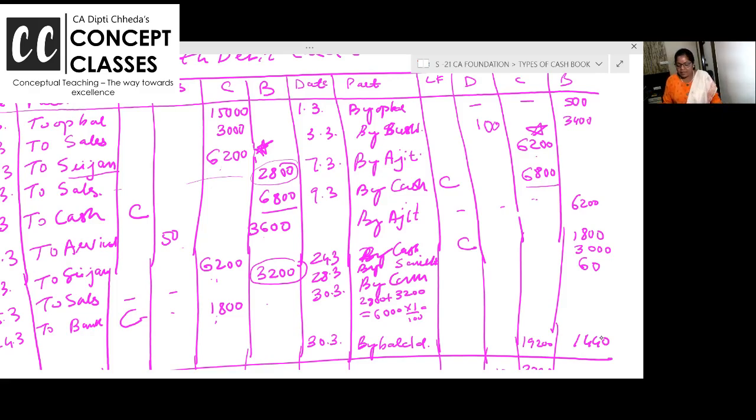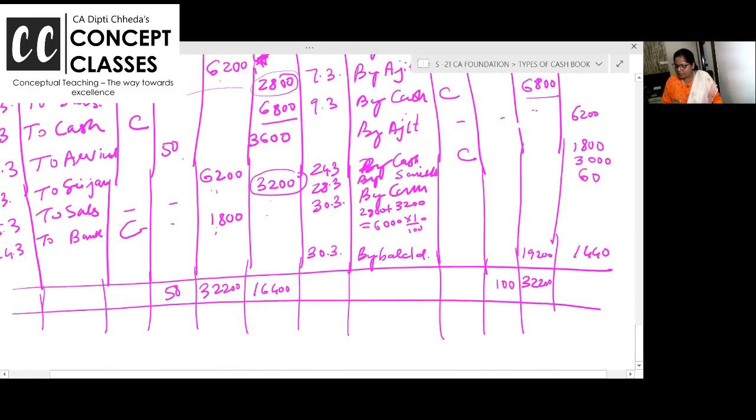Once again, discount column we have made, cash and bank we have made. Now the new thing we have studied is, we have done sales through bank, 2,800 and 3,200, 6,000. So 1% commission we have to pay to the bank.